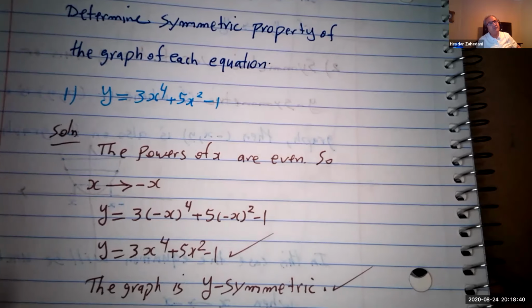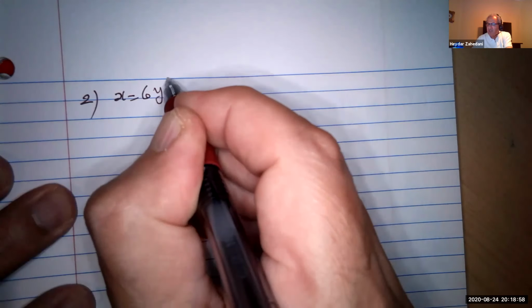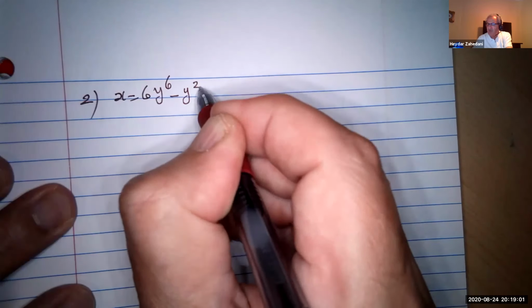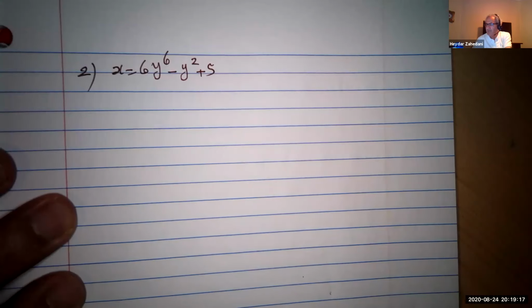That's case 1. Wait for case 2. In case 2, we have something like x equals 6y to the 6 minus y squared plus 5. Look at this one. Again, you look for the even powers. The powers of y are all even, so change y into negative y. And this is going to be x symmetric.